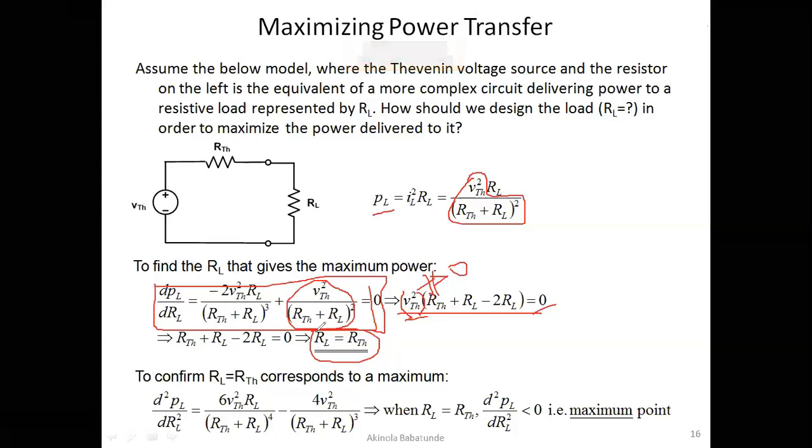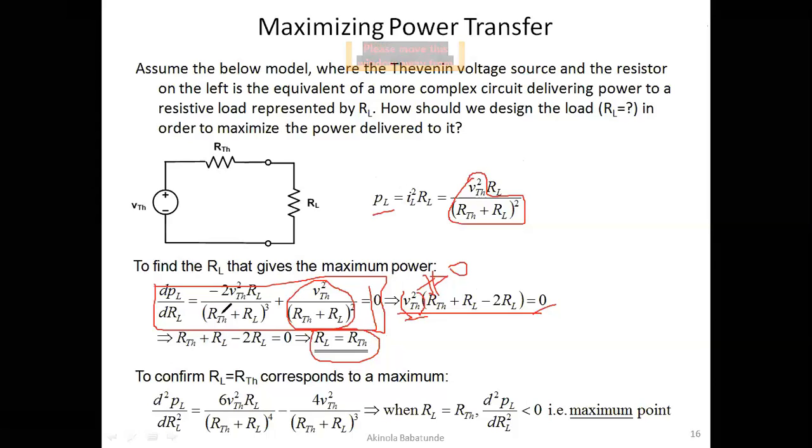What this tells us is that to deliver maximum power to the load, we have to make our RL equal to R Thevenin. And then to confirm that this is actually going to be the maximum that we can obtain, for some of us who are familiar with optimization, you would remember that you find the second derivative of our power equation, and then you obtain a value. That value will either be greater than 0 or less than 0. If the value is greater than 0, it simply means we have a minimum point. If it is less than 0, it means we have a maximum point.